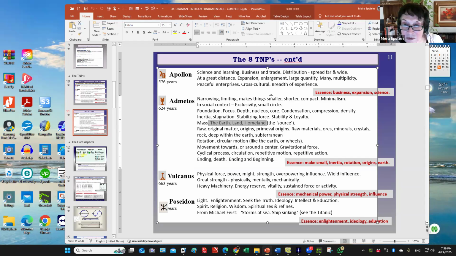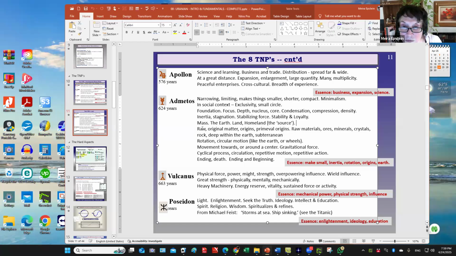Next is mass, the earth, land, homeland. I've seen that work also in terms of homeland, people who go back to where they came from. I've seen it also literally by way of land ownership, physical land, not a high rise, not a building, the land itself. So this is also a mythos. Now, I've used this a lot. Raw, original matter. Origins, primal, primeval origins, raw material, ores, minerals, and crystals.